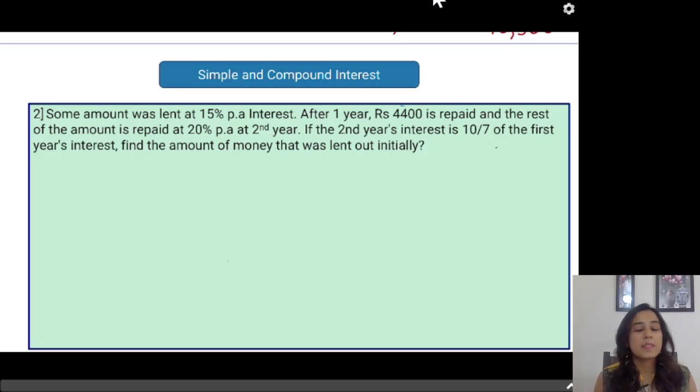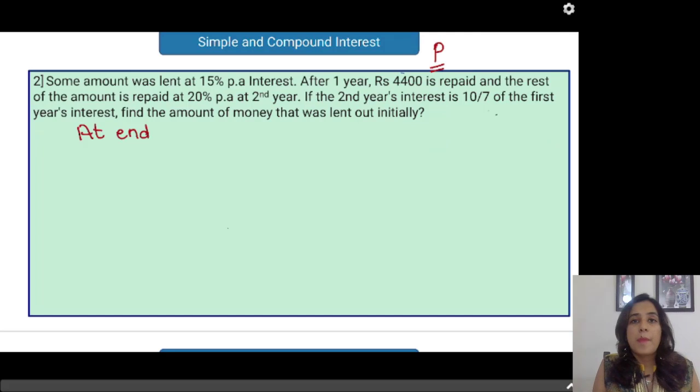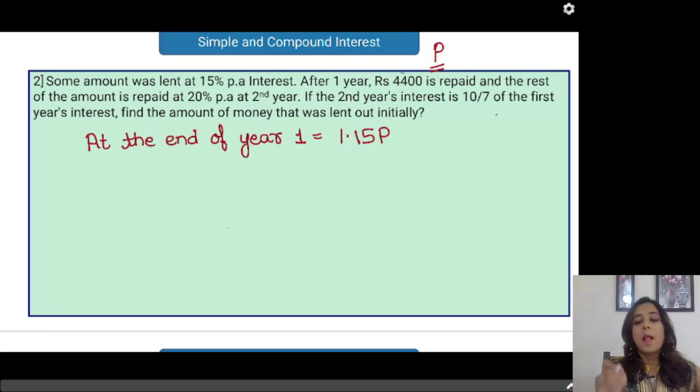Okay, so we've completed 1.5 minutes and here goes the solution. Now, the sum is lent at 15% interest per annum. So, at the end of year 1, the amount is going to be 1.15 times P. Correct? Because we have to add the 15% interest as well. But it is given that 4,400 was repaid after a year. So I have to subtract 4,400 from this particular amount because that was subtracted after a year.